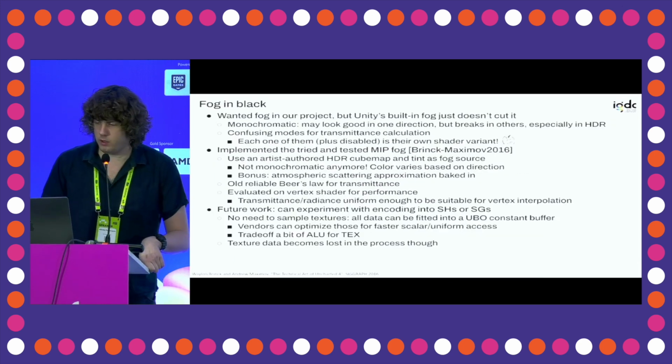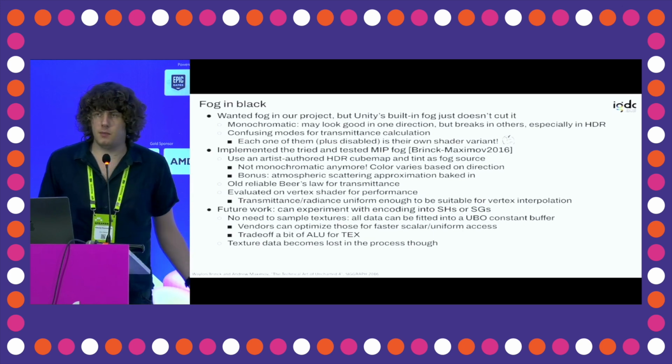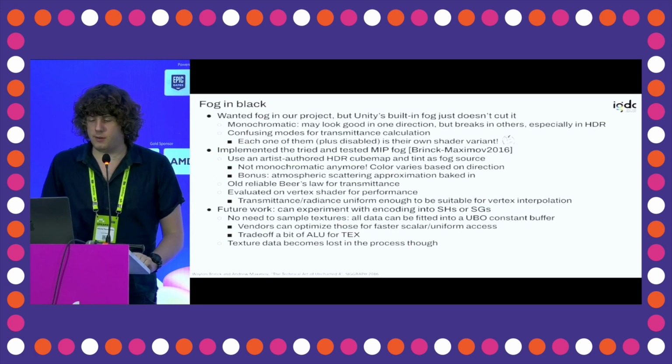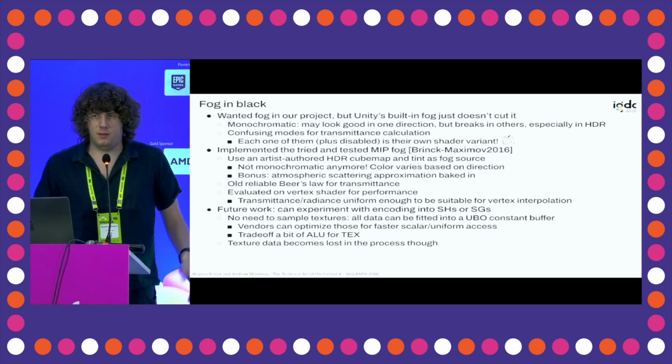So for fog, we have very sparse locations. We can see really, really far into the distance, so we needed some kind of fog. But Unity's default built-in fog is pretty subpar. It's monochromatic, so it's just a single color in every direction. So you can tweak your fog to look pretty good in one direction, but it almost always breaks when you look in the other direction, and that's very, very apparent. And it's also not really optimal because it has multiple confusing scatter calculation parameters and modes, they are three, plus disabled, and each single one of them is its own shader variant, and we do not really want that.